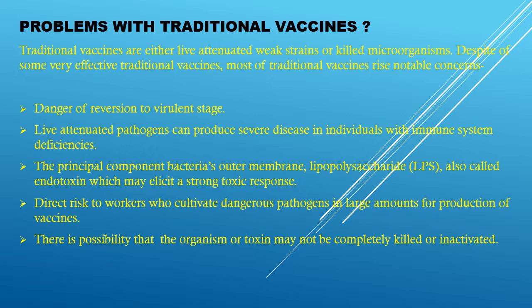This is another concern, that there is a possibility that the organism or toxin may not be completely killed or inactivated in the process of making the vaccine, where the weaker strains are killed or attenuated, or some toxin is inactivated. There may be chances that a particular thing is not permanently killed or inactivated. In that case, it may lead to several problems.